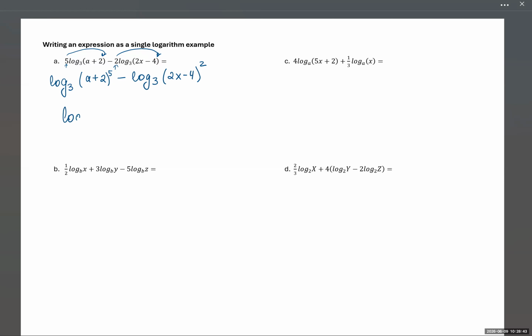So write a single log down, then put a big parenthesis in, then a division bar. The log that had a positive sign in front of it, that expression will go in the numerator. So (a plus 2) to the 5th power. The log that had a negative sign in front of it, the expression inside that log will go into the denominator. (2x minus 4) to the 2nd power. And that's it.